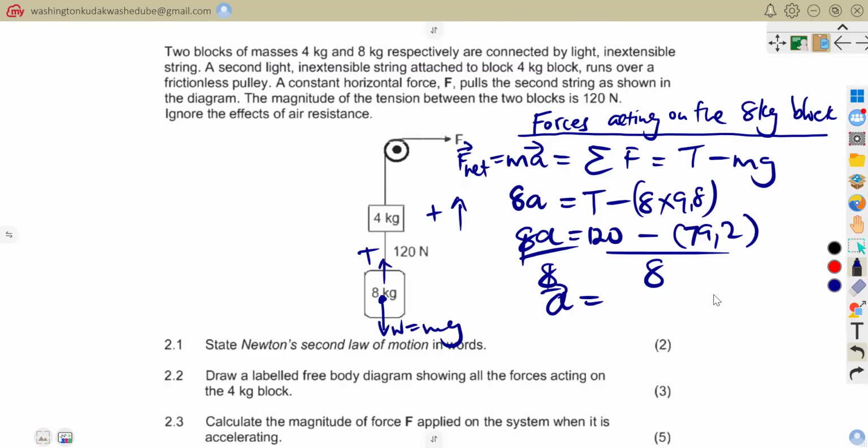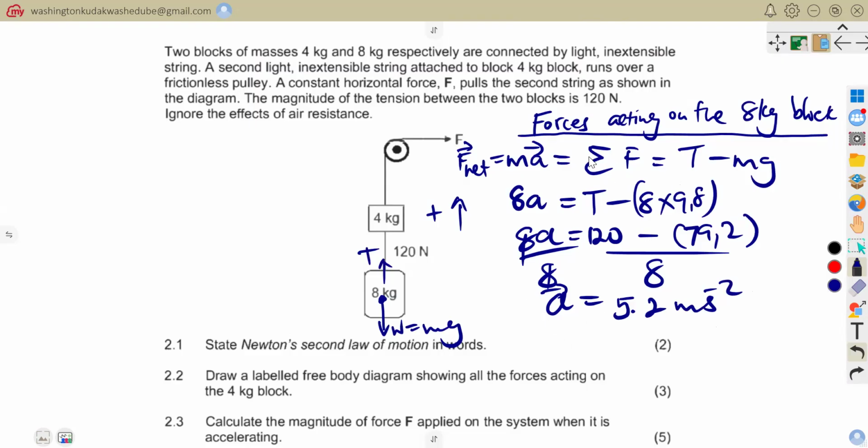Here I'm supposed to say what? 120 minus 79.2 divided by 8. That will give me 5.2. So this is 5.2 meters per square second. So just punch in your calculators and cross-check and confirm these answers.